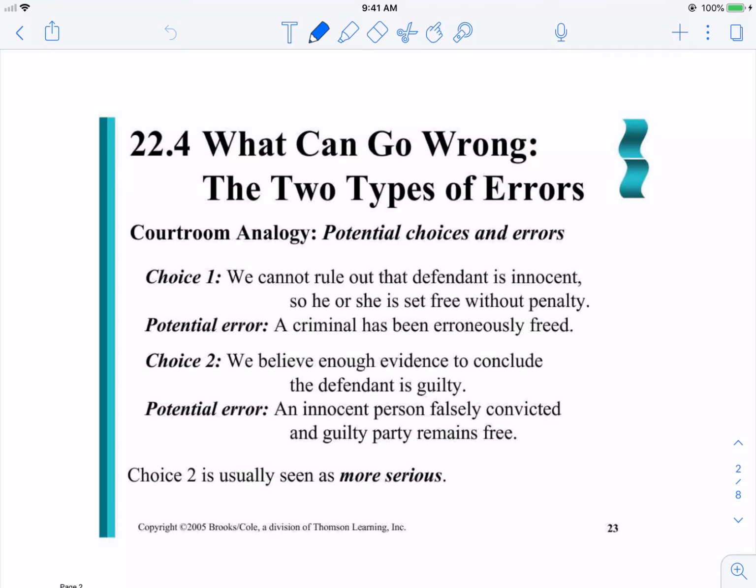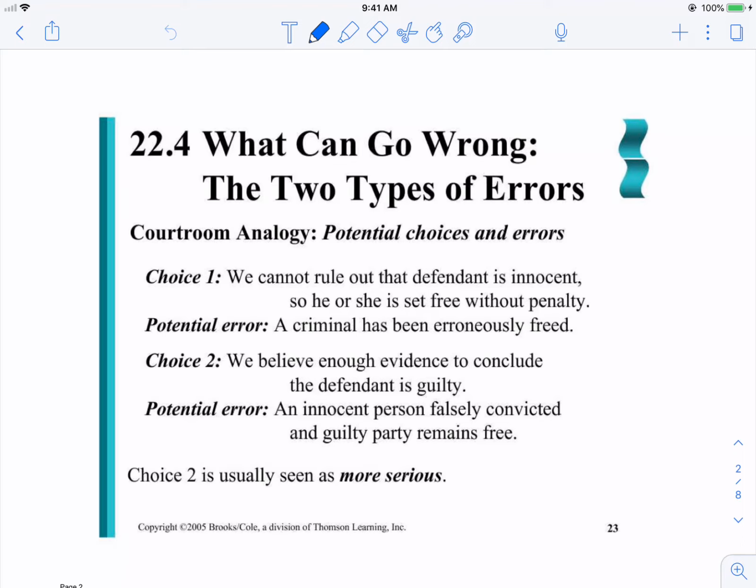Or if there's not enough evidence to say that he or she committed the crime, the jury comes back and says that we find the defendant not guilty, meaning that they believe the null hypothesis is true, that the defendant is innocent. Again, you don't really come out and say that the defendant is innocent. So let's say that the wrong decision is made. Let's look at these two possible cases.